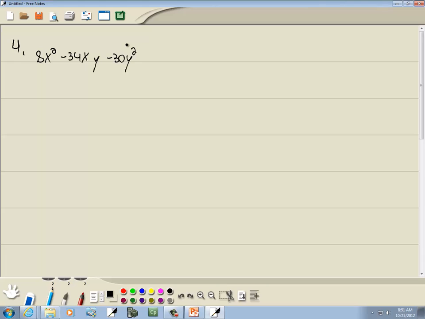Okay. First method is GCF. As I look through this, they're all at least divisible by 2. I guess that's it. So I can factor 2 out. And that gives us 4x squared minus 17xy minus 15y squared. That was our GCF. Now if we look at what's inside the parentheses, with GCF we already did, so that can't be it.